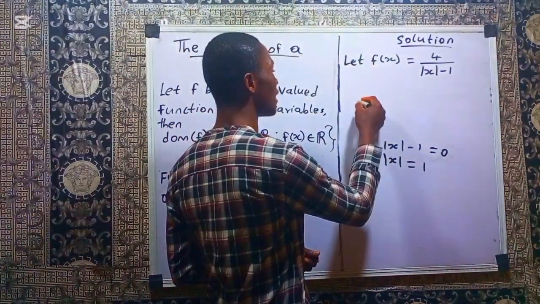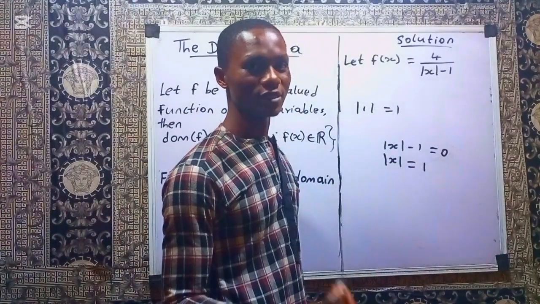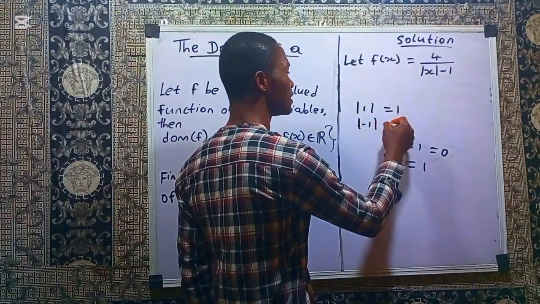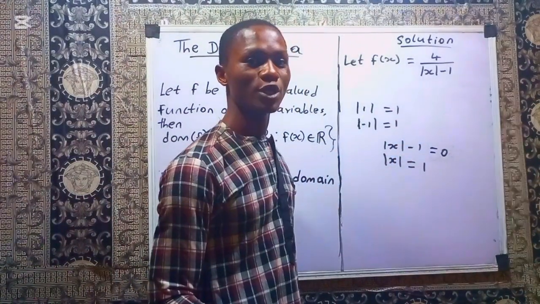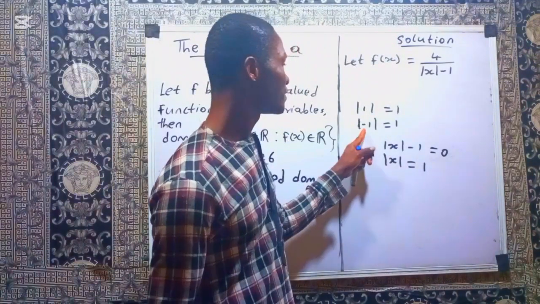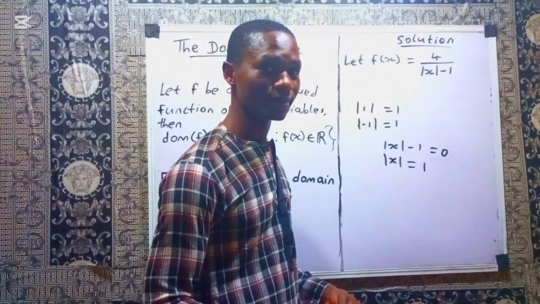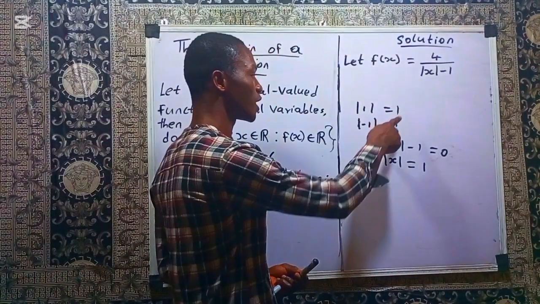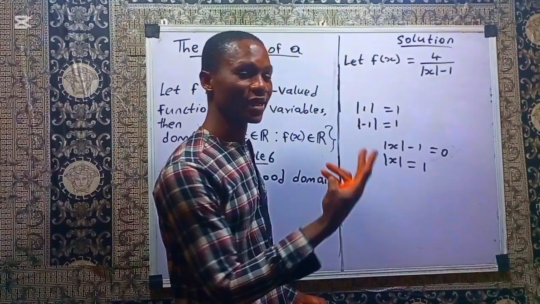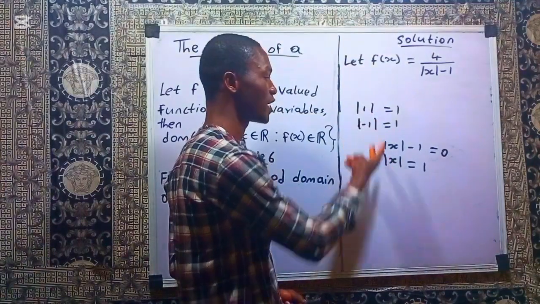Because I know that absolute value of 1 is what? 1. Absolute value of 1 is 1. Absolute value of minus 1 is what? Is still what? 1. Because absolute value removes what? The negative of it. It removes the negativity. If you have a negative number inside the absolute value, it will remove that negative sign. So absolute value of 1 is 1. Absolute value of minus 1 is still 1. So the two values of x are 1 and minus 1.